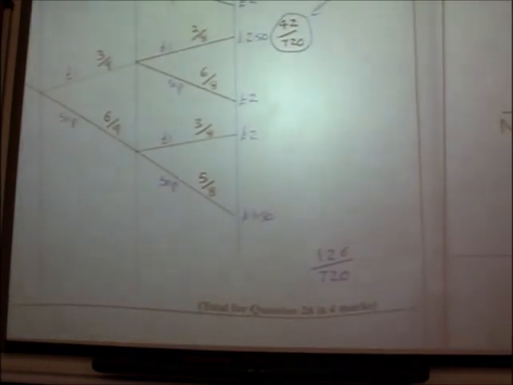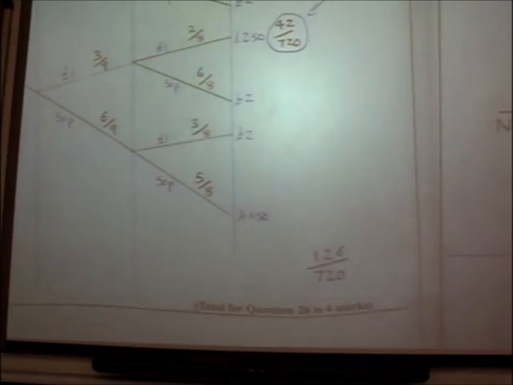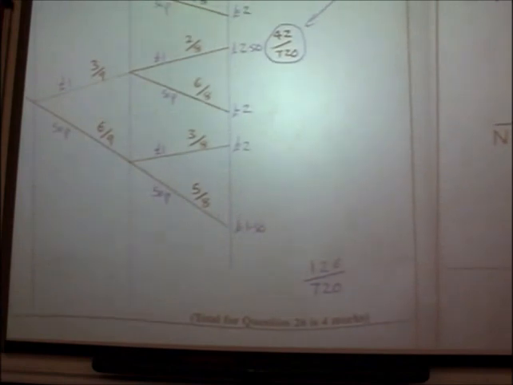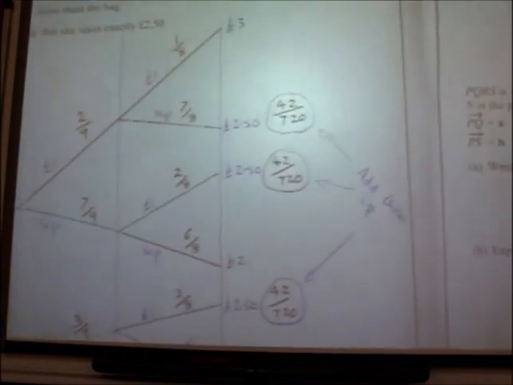You could simplify it, but it does not ask you to. By this stage, you might be running out of time, so I wouldn't bother wasting time simplifying it. So there's your 4 marks for that one.